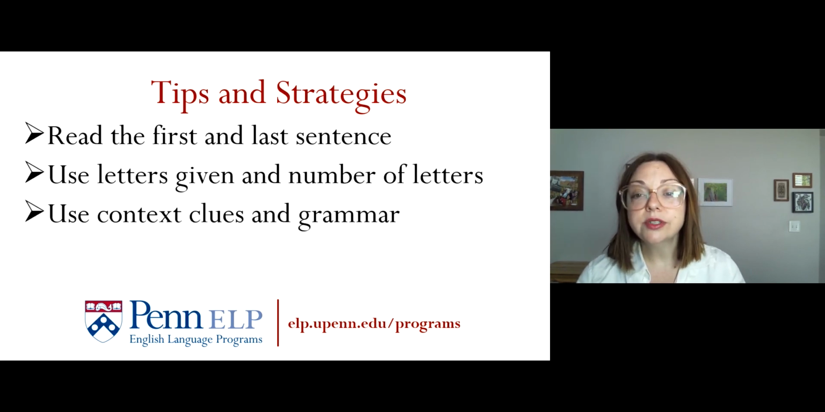And lastly, use context clues within the sentence. The location of the word can be really helpful. Is it the subject of the sentence that's missing? What's the verb? Is there a connecting word? Is the blank describing a noun, meaning is it an adjective? These questions can help you narrow down the possibilities. These are just a few strategies to help you with this type of question, the read and complete.